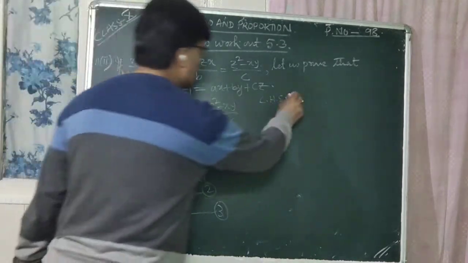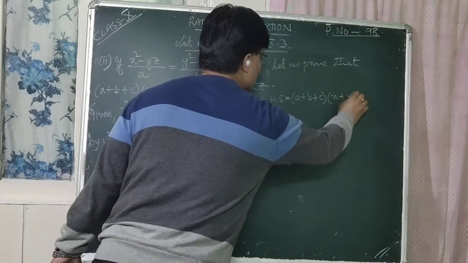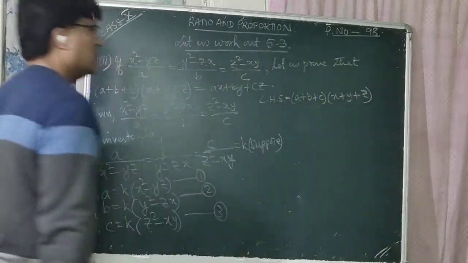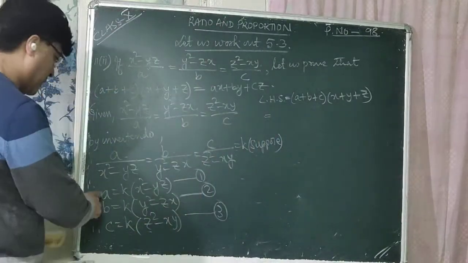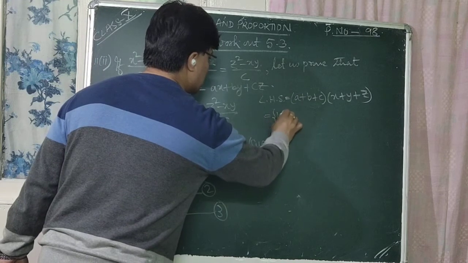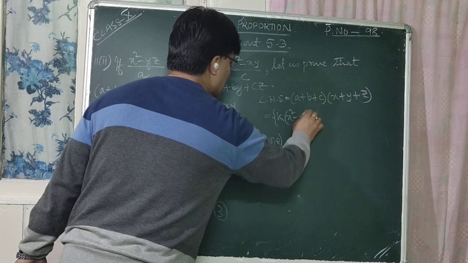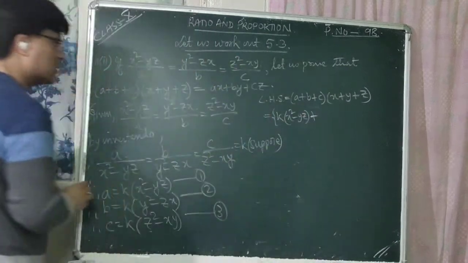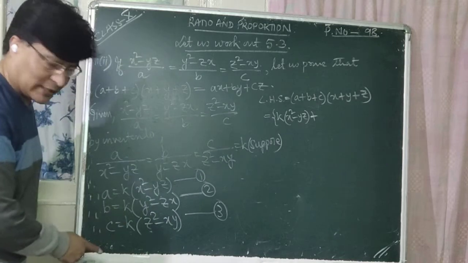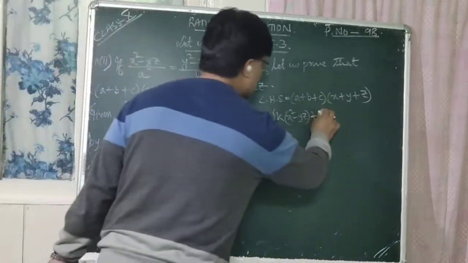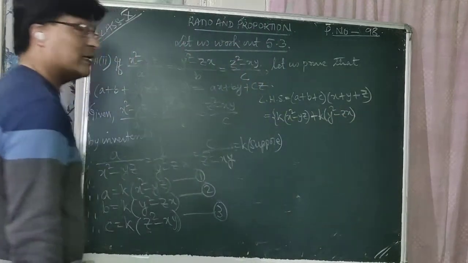It is (a + b + c) into (x + y + z). So let us put the values now. What is the value for a? It is k into (x² − yz). Plus, what is the value for b? k into (y² − zx). So we'll write here k into (y² − zx), right?